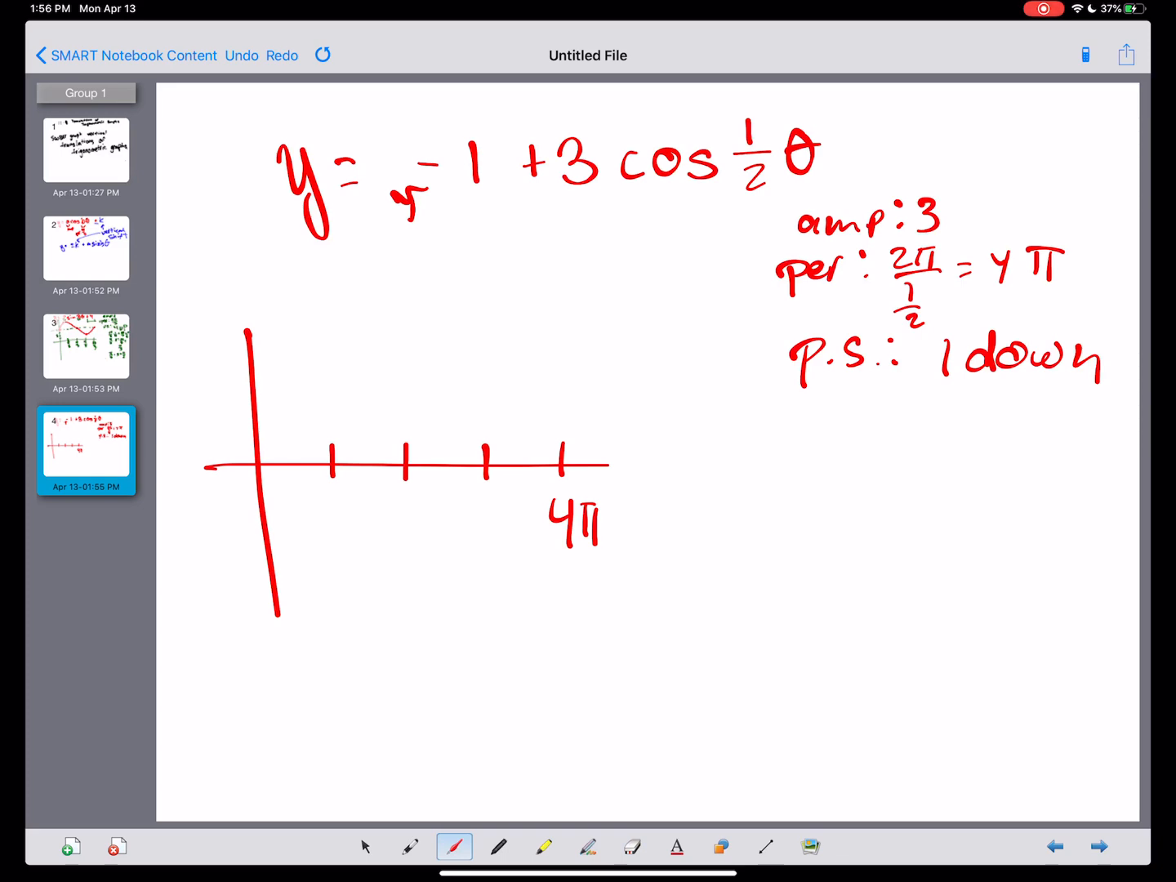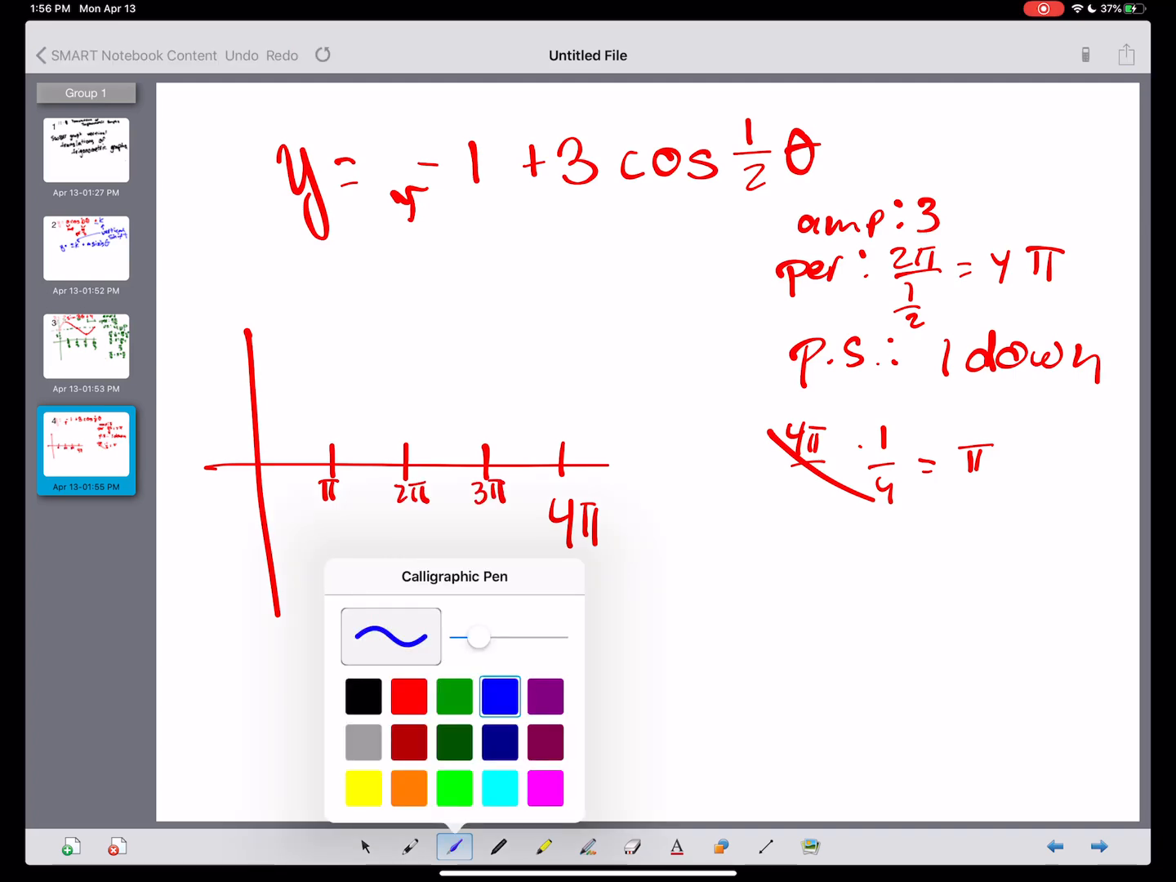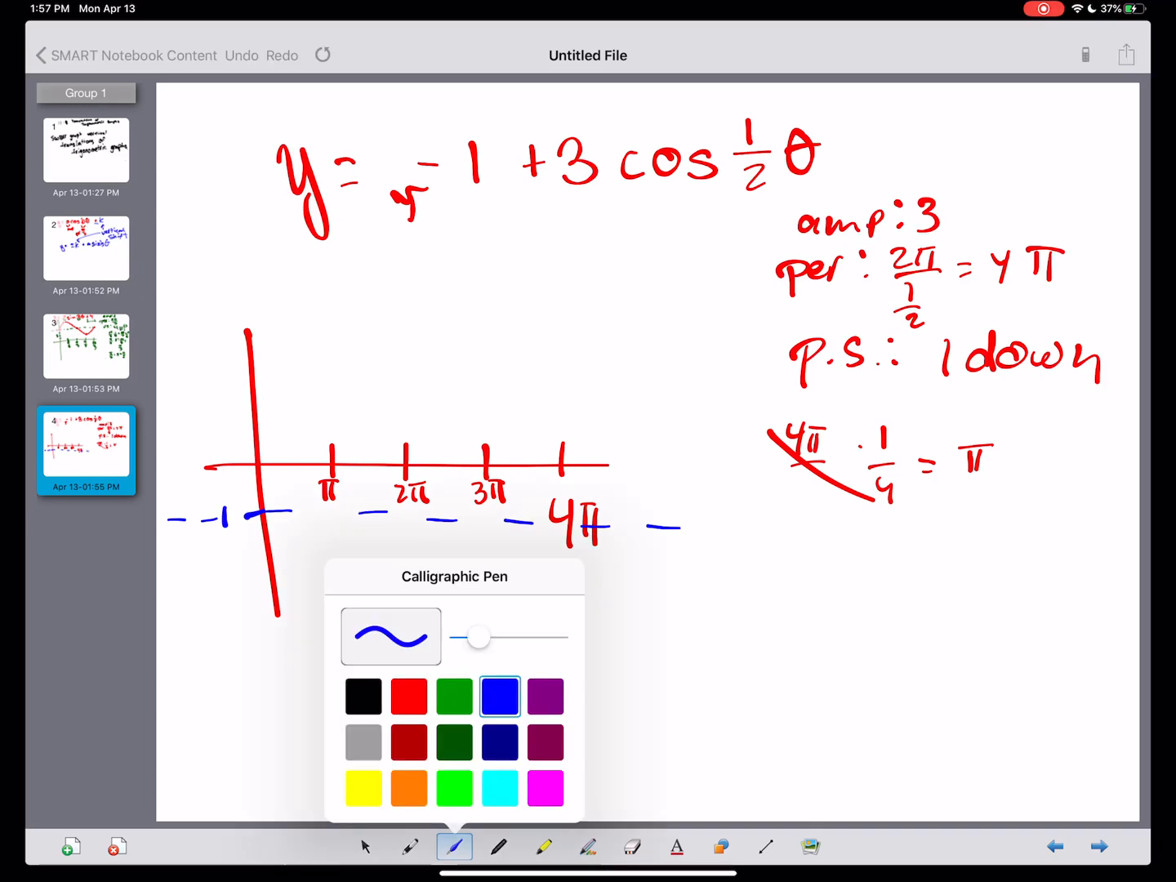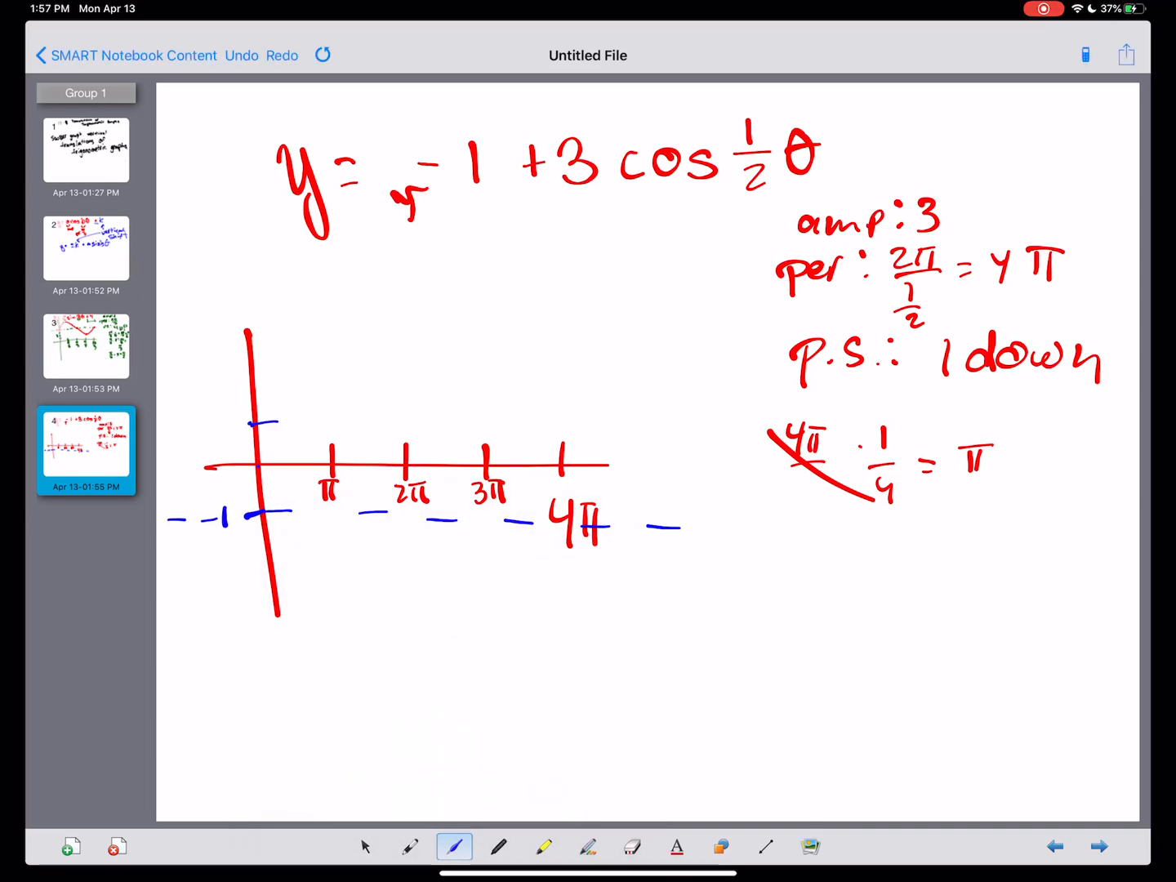Okay, throw down my period at the end, which is 4 pi. Break it down, so 4 pi times 1/4. That's just pi. 2 pi, 3 pi. Next, I'm going to graph out my vertical shift, which is 1 down. Then my amplitude is 3, so I'm going to go 3 up. So 1, 2, 3. So it's at 2, and 3 down. So 1, 2, 3, which is at -4. And everything is according to that. So cosine, if you guys remember correctly, starts high, goes middle, low, middle, high.